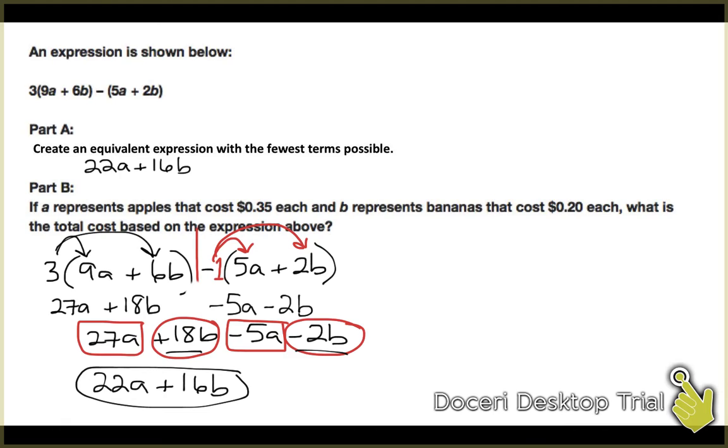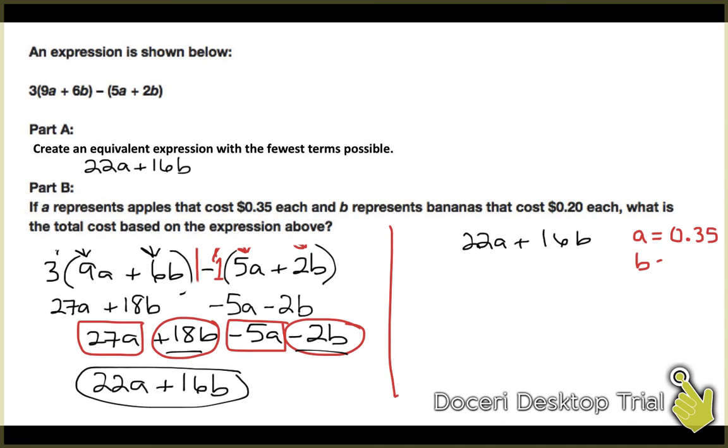Part B says if A represents apples that cost 35 cents and B represents bananas that cost 20 cents each, what is the total cost based on the expression above? So basically what I have to do here is I need to substitute in my values for A and B. So I'm going to write this over here. I have 22A plus 16B. And I know, based on part B, that A is equal to 0.35 and B is equal to 20 cents. So I'm going to substitute these values in.